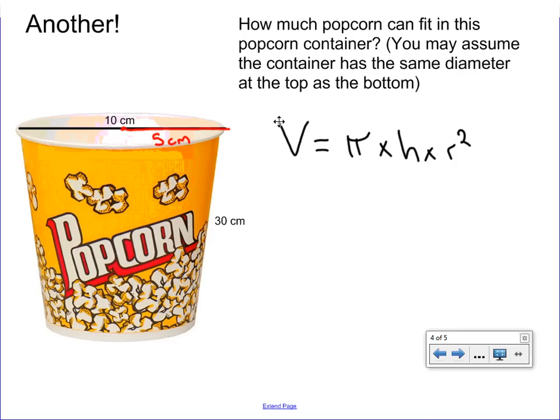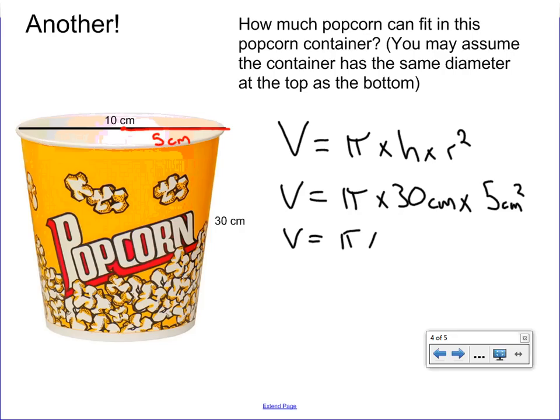Now we can plug in the numbers for our second mark. Volume is equal to pi times our height, which is 30 centimeters, times our radius, which is 5 centimeters, squared. I'm going to do the step that I told you to do in the last example first so we can see it a little easier. Volume is equal to pi times 30 centimeters times 25 centimeters squared.